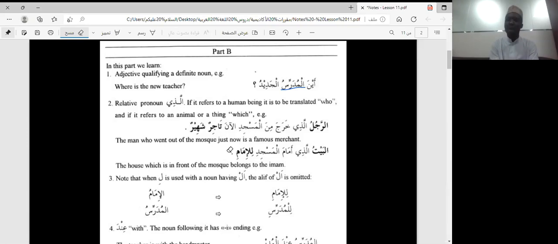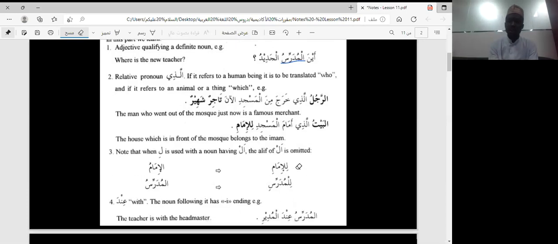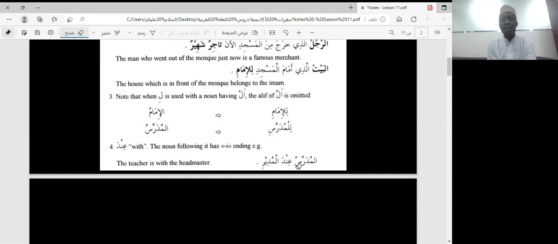Al-baytu alladhi amama al-masjidi lil-imam. The house which is in front of the mosque belongs to the imam. So we have alladhi here, meaning which in English language. You have to note that alladhi can mean who and alladhi can mean which. The same thing applies to allati.